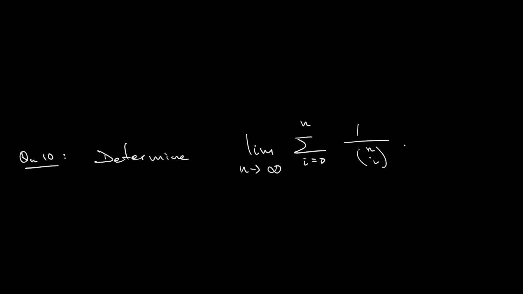Okay, last but not least, question 10. Determine the value of this expression. So it's a limit when n approaches infinity of the summation, alright, of I starting from 0 all the way until n of 1 over n choose I. Okay, so this is not a fraction. This is basically n choose I, which is a combination. So that is n factorial over I factorial multiplied by n minus I factorial.